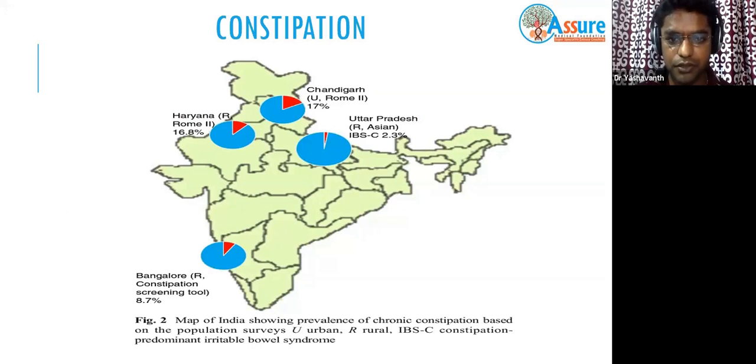So coming to constipation proper, in India we don't have many studies. Whatever we have are institution-based studies or some surveys, with prevalence varying between 2.3% in Uttar Pradesh and 8.7% in Bangalore. Okay. Any doubts so far?